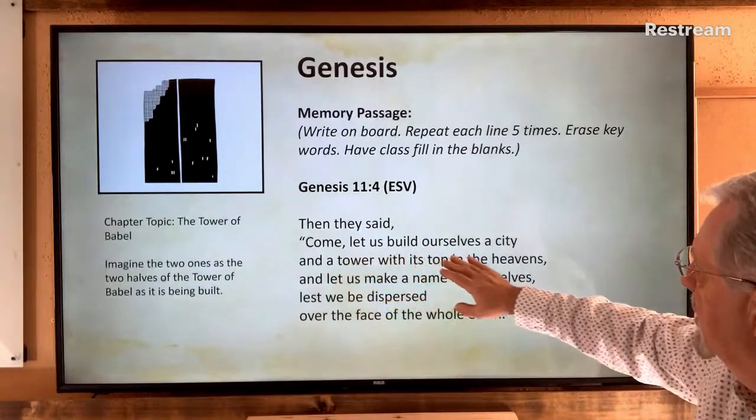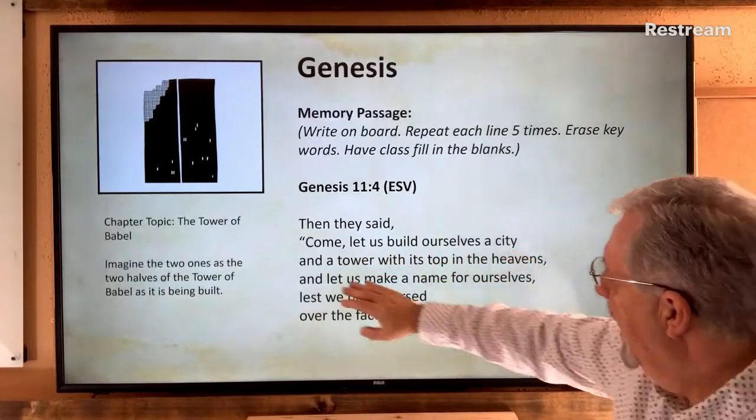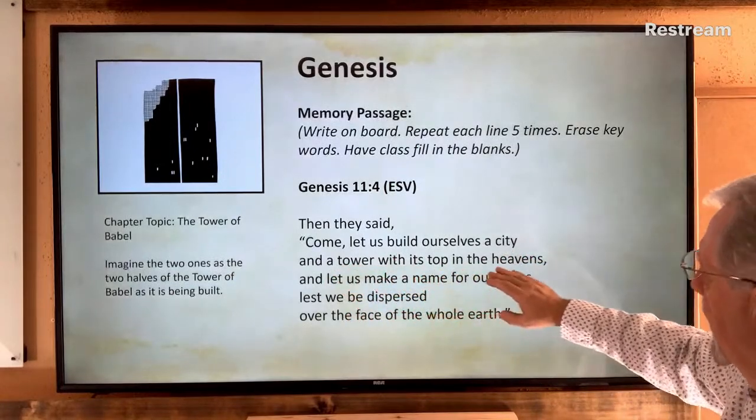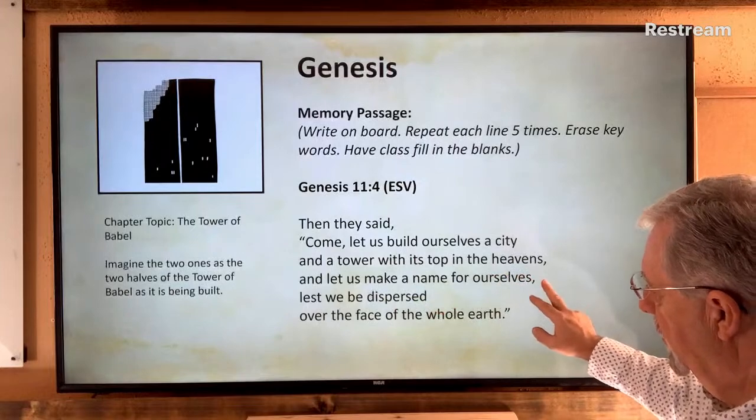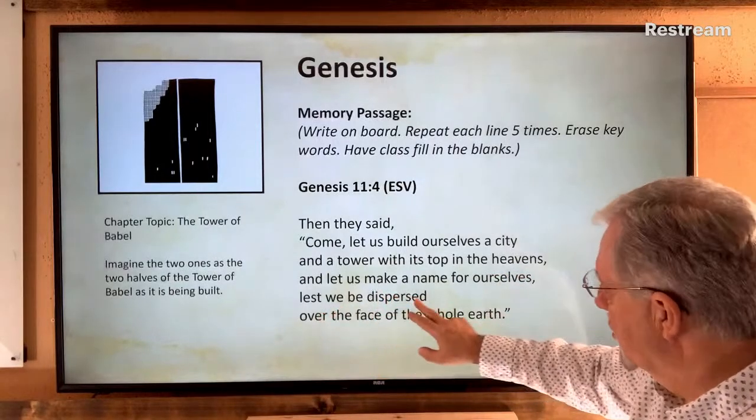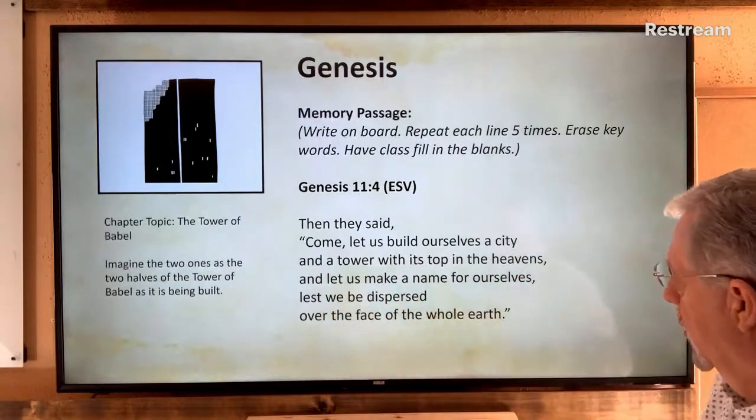Come, let us build ourselves a city, and a tower with its top in the heavens. And let us make a name for ourselves, lest we be dispersed over the face of the whole earth.